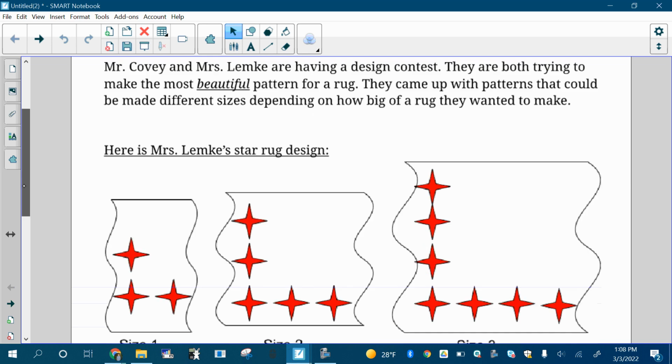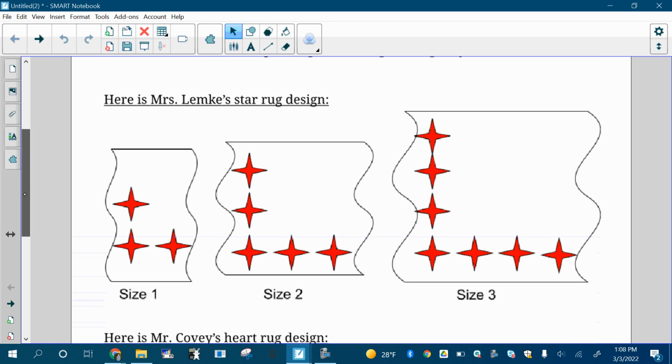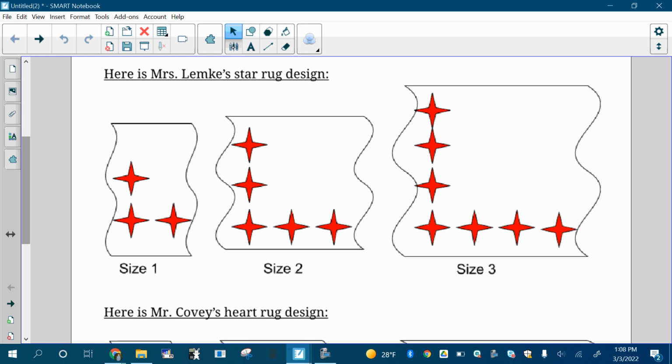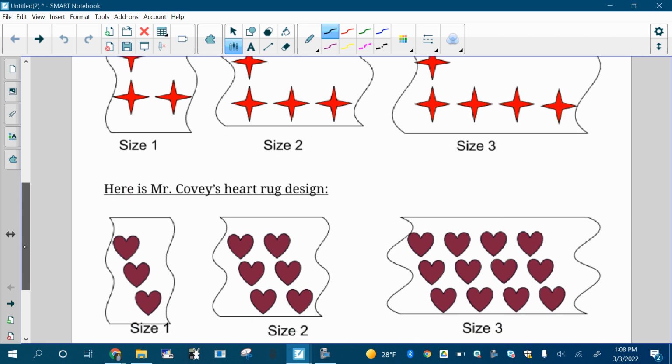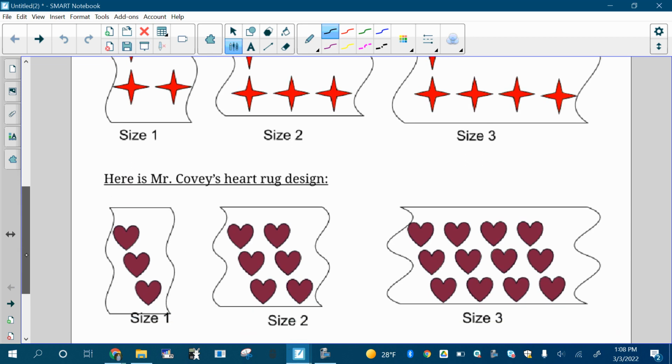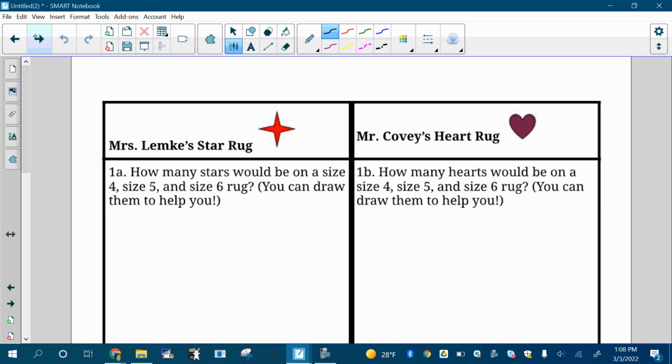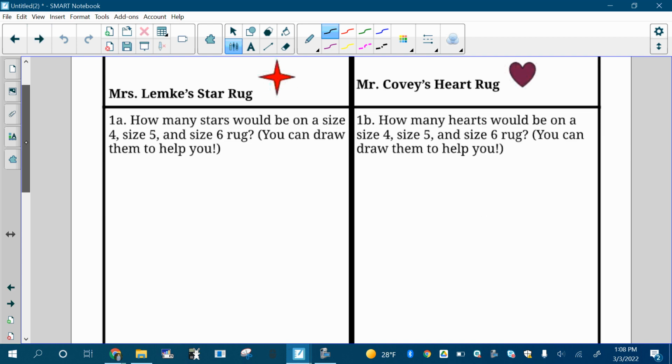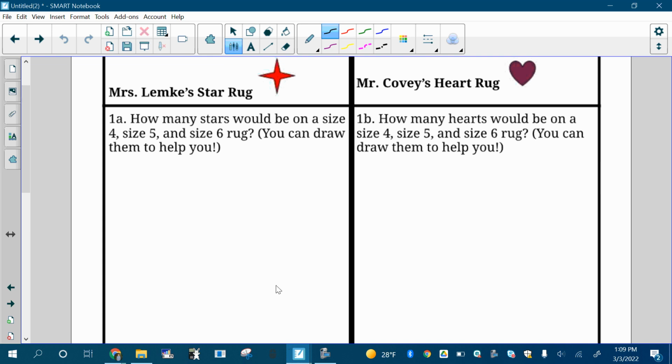Okay, so we got Mrs. Lemke's rug design, and we got my rug design, and both of them are following a pattern. What this first question is asking us is basically just to continue the pattern. You can do this by drawing the number of stars on a new rug of size 4, 5, and 6, or you can think about it like a sequence. I like to think about it as a sequence.